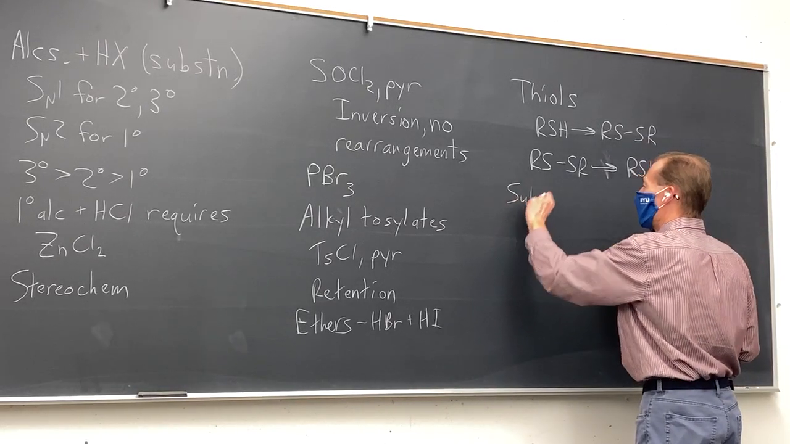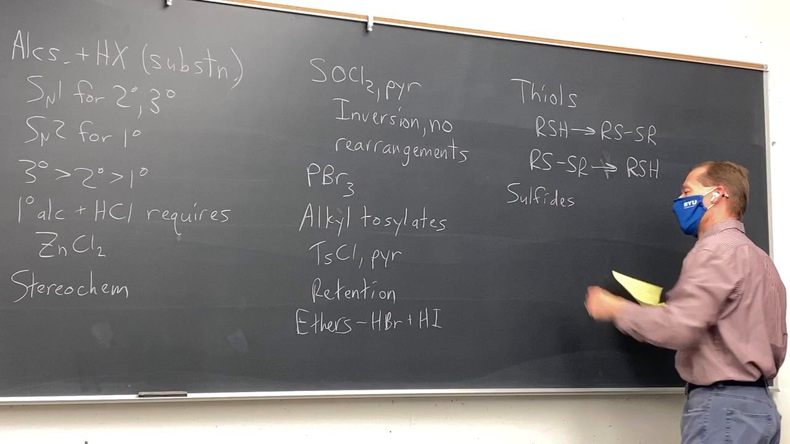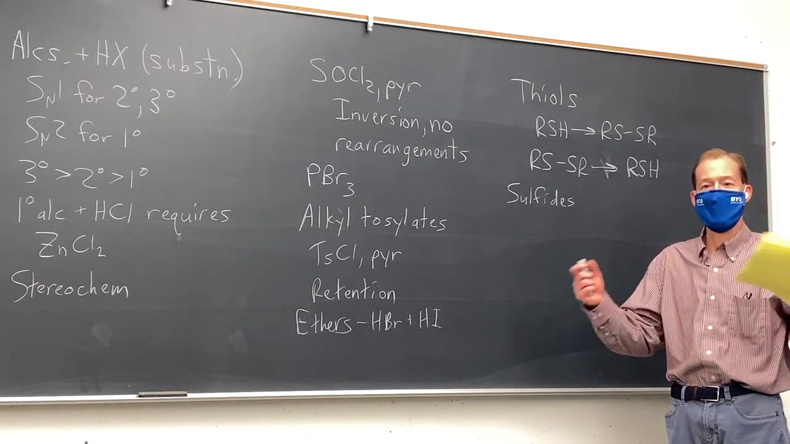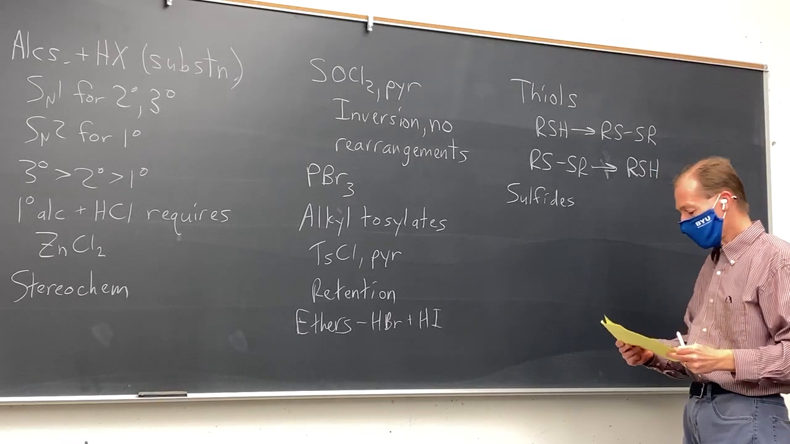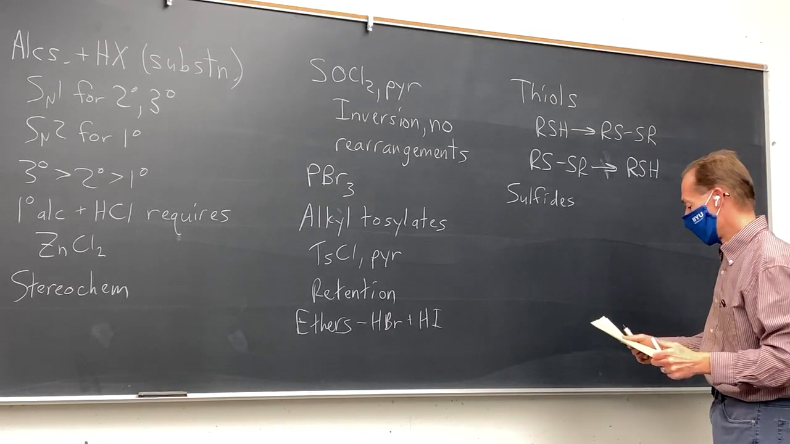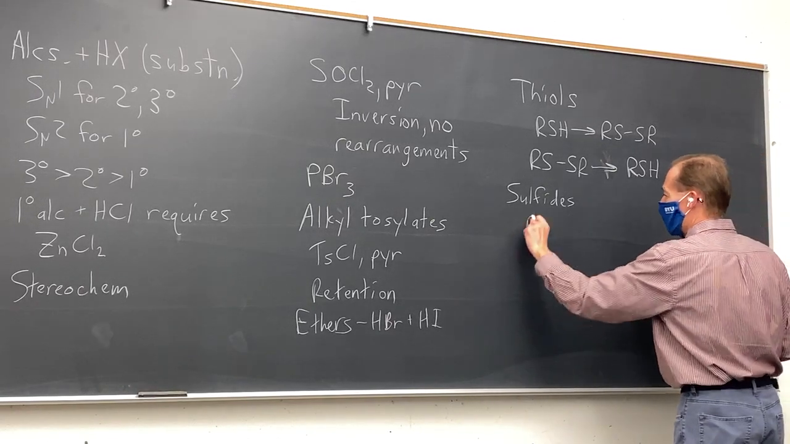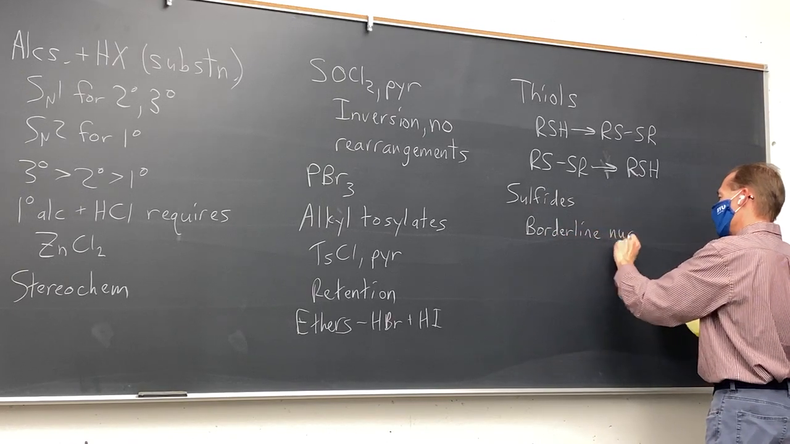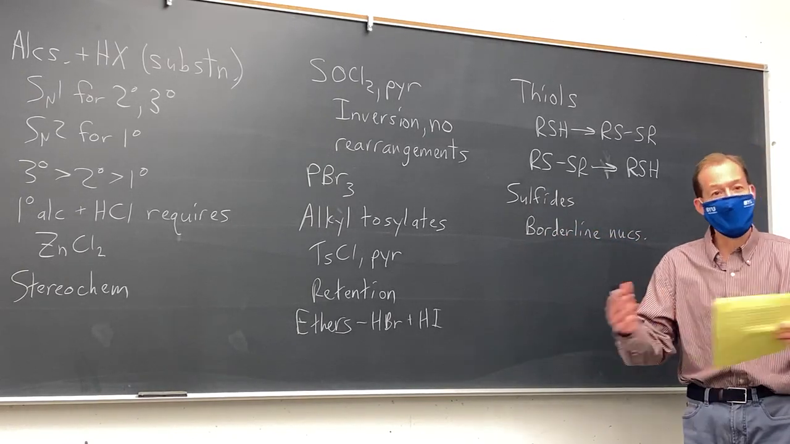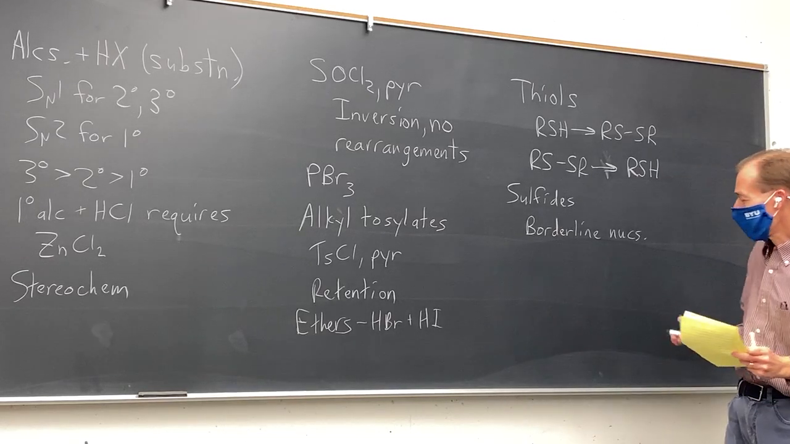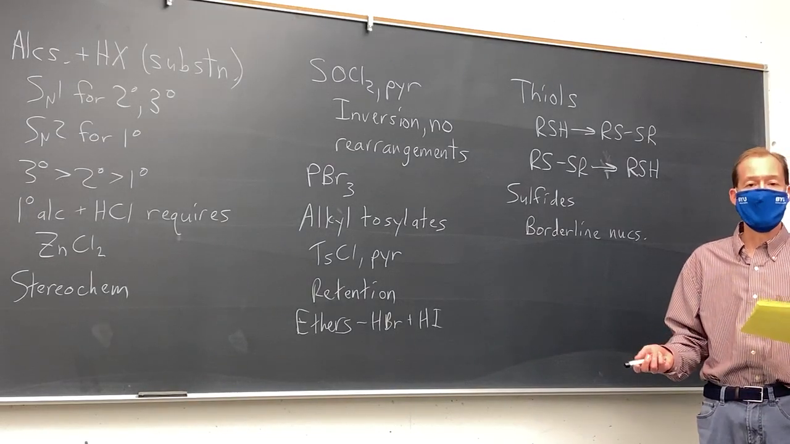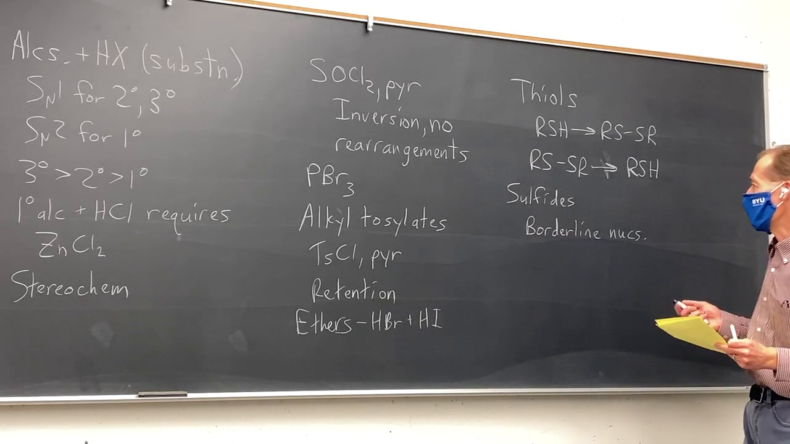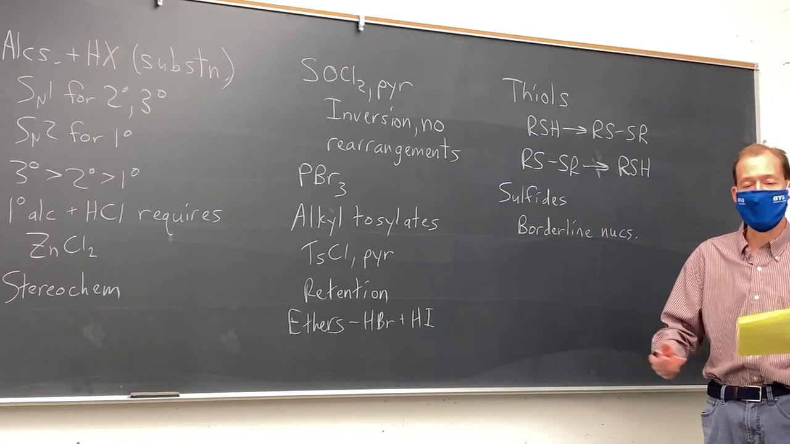Then we learned about sulfides. Sulfides are the sulfur analog of an ether with a sulfur atom with two alkyl groups attached. And what we learned with sulfides is that they are borderline nucleophiles, meaning they're on the border between strong nucleophiles and weak nucleophiles. So they will act as strong nucleophiles, but only with primary alkyl halides. You will only have SN2 reactions between sulfides and primary alkyl halides.